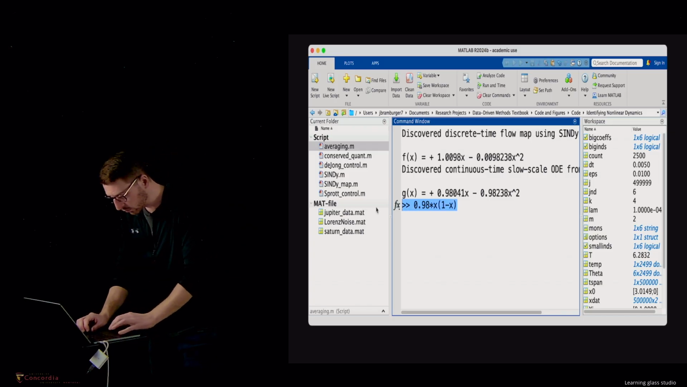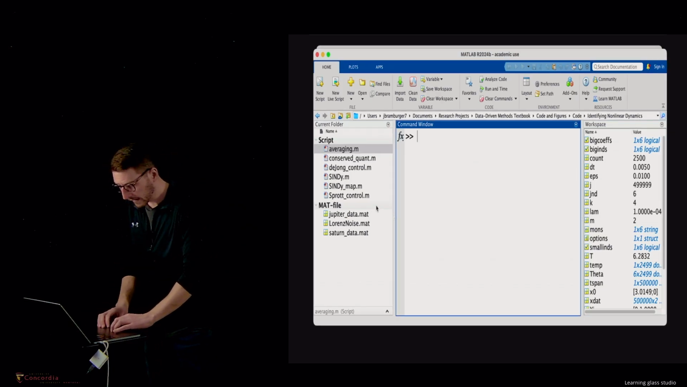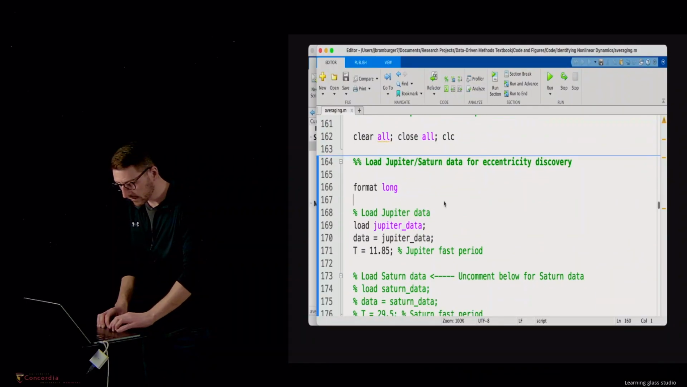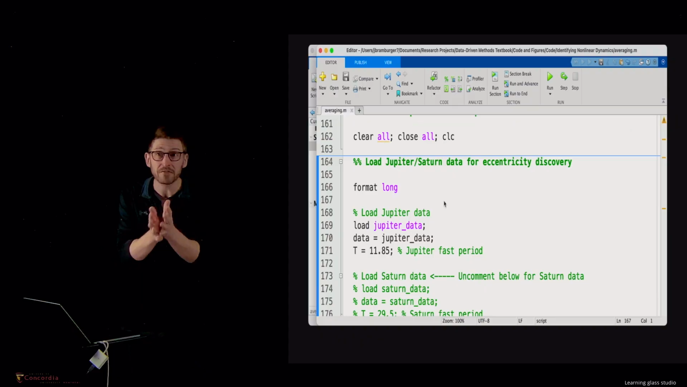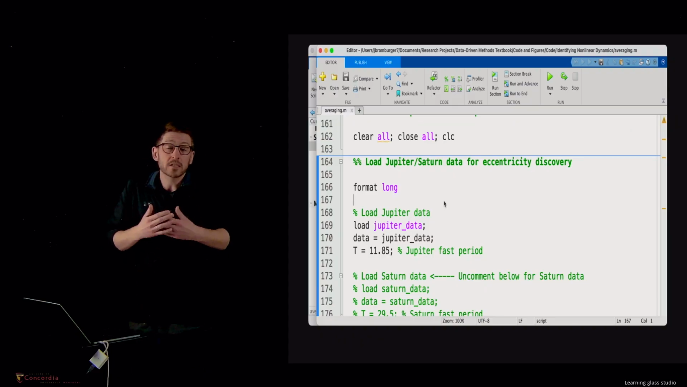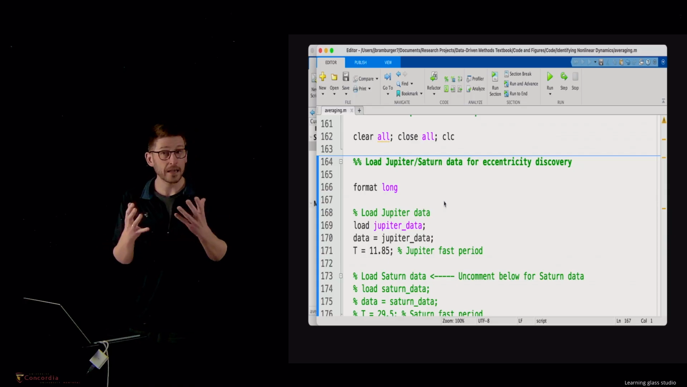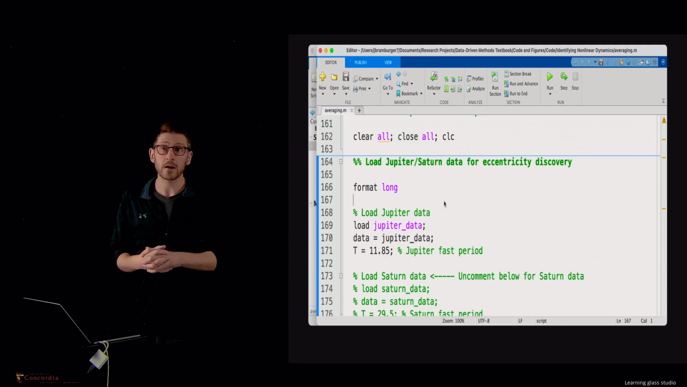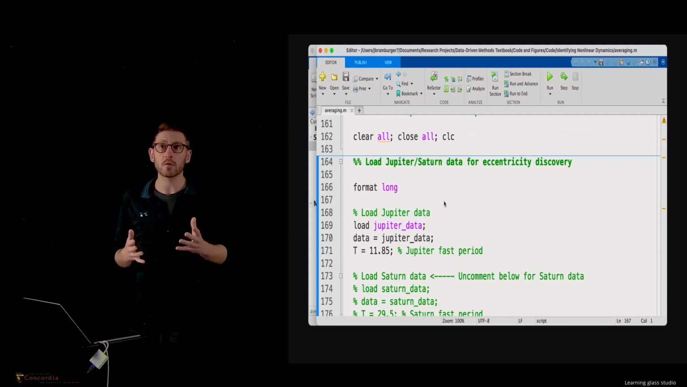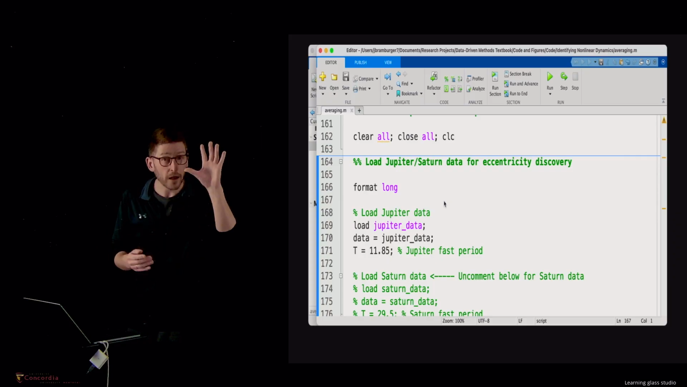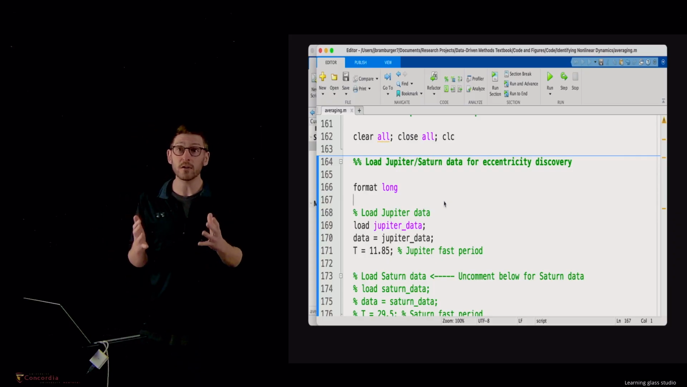Now let me just show you one more example because I want you to think about something very interesting here. In order to apply all of this, I have to know what the fast period actually is, what capital T is. Because if I don't know capital T, I can't coarse grain the model. And if I can't coarse grain the signal, then I can't apply the method. So the question is, what if I don't know the fast period? Well, I have great news. We already figured out a way to do it.